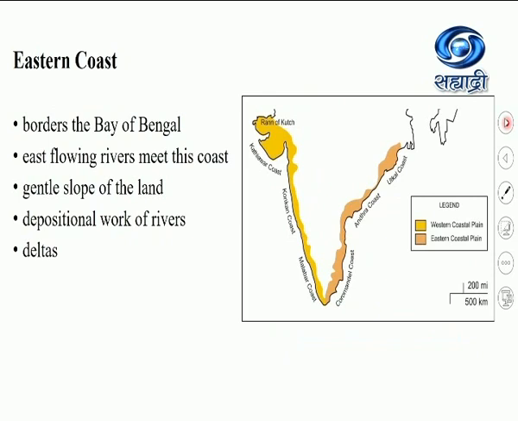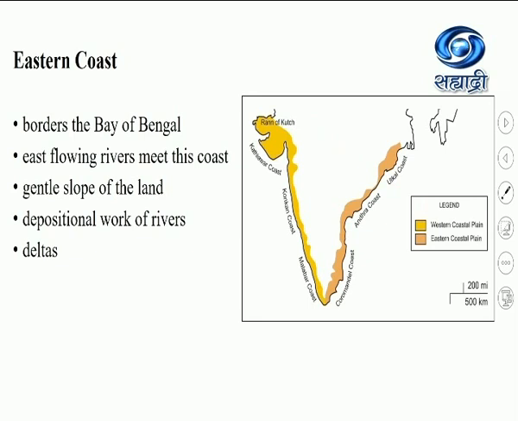Coming to the eastern coast, now here you can see the eastern coast is bordered by the Bay of Bengal. So the Bay of Bengal borders the eastern coastal plain. The east flowing rivers meet this coast. In one of the slides I have told you that the slope of the Indian subcontinent is from west to east.